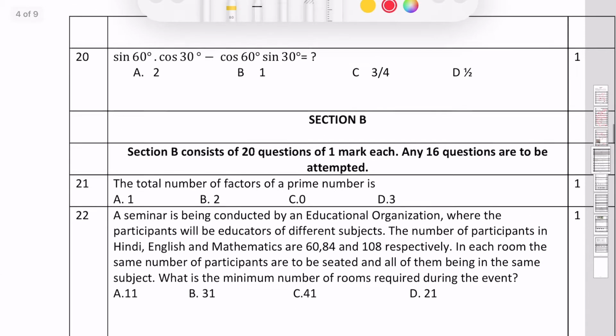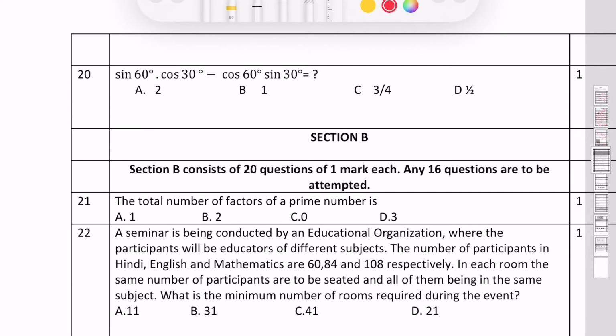Question number 20: sin 60 is root 3 by 2, cos 30 is root 3 by 2, cos 60 is 1 by 2 and it is 1 by 2. That is 3 by 4 minus 1 by 4, which is 1 by 2. D option will be correct.